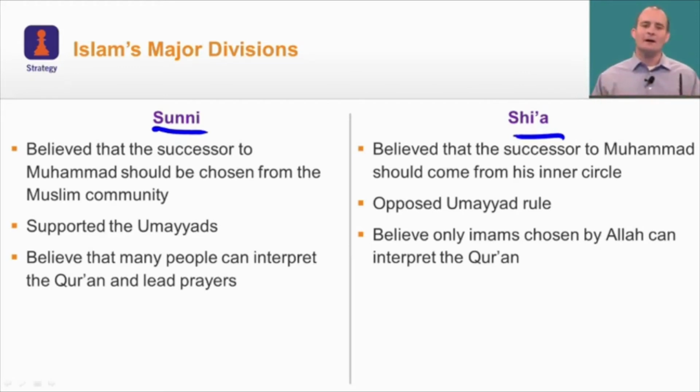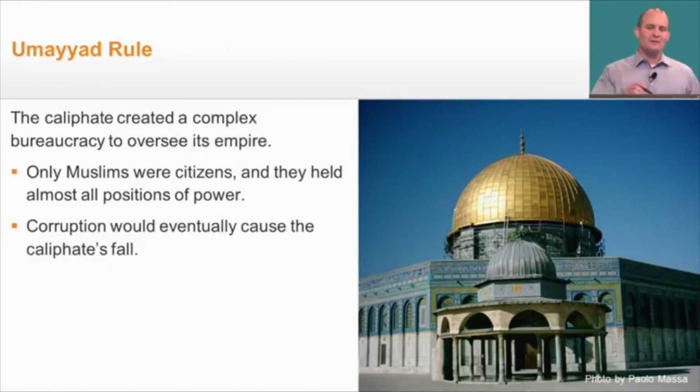The big takeaway here is, because of the Umayyads and the reasons why people did not like them, you saw a division in Islam between the Sunnis and the Shias. And this division continues to this day. Let's dive deeper and look a little bit more at the Umayyad rule.